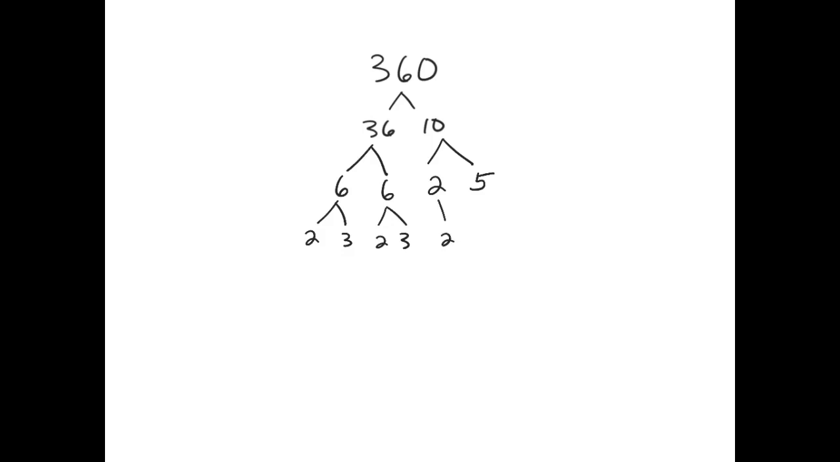I bring down the 2, I bring down the 5, and then if I write them all in order, I've got 2 times 2 times 2 times 3 times 3 times 5. Or if I use exponents, that would be 2 to the third times 3 to the second times 5.